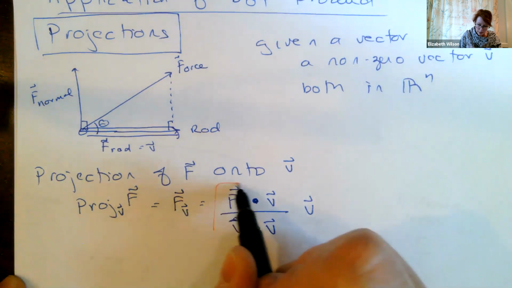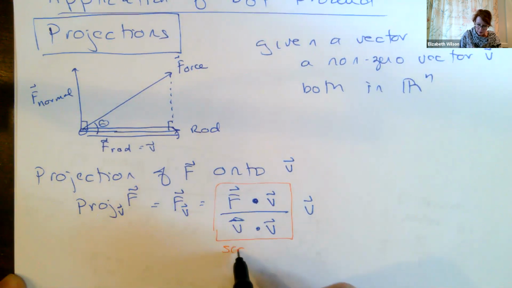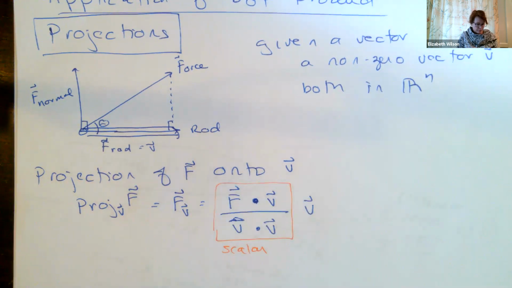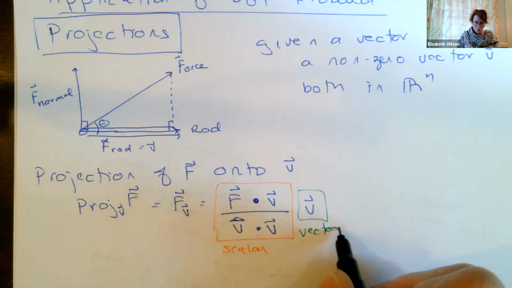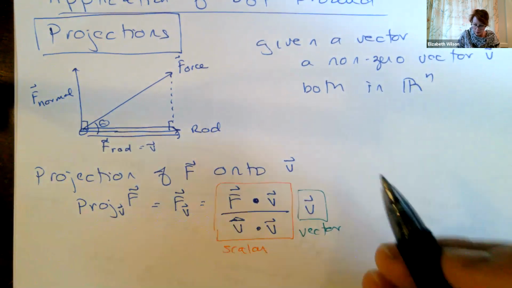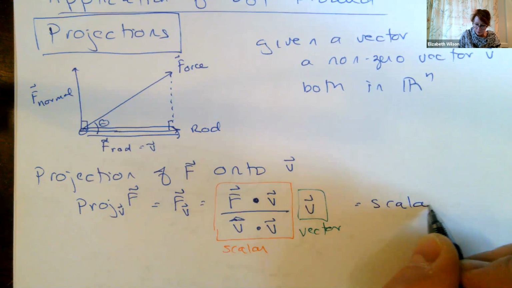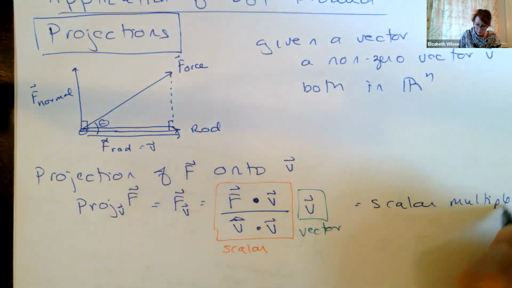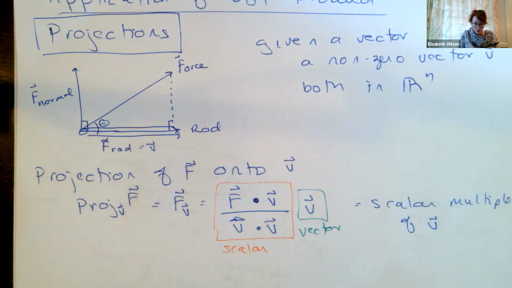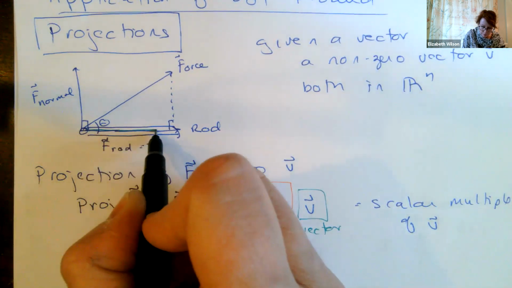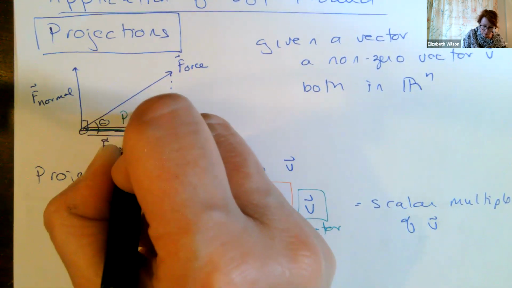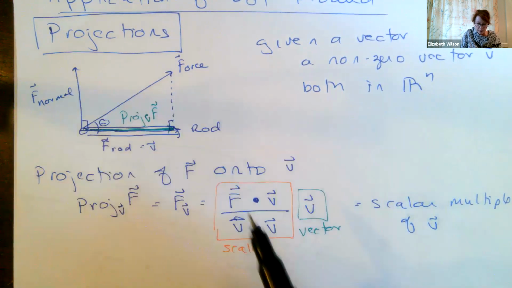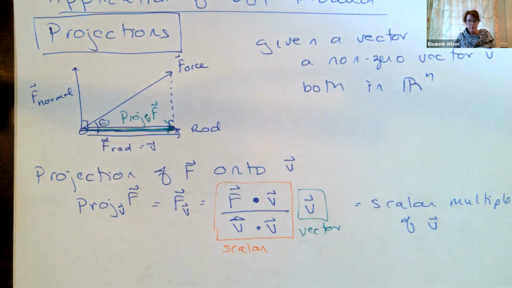This right here is a scalar. Remember, our dot product returns a scalar, and we're multiplying that by a vector. So what we get in the end is a scalar multiple of V, which is important because our projection, this green line here, I'm going to write this down here. This is our projection of F onto V. It's a scalar multiple of that.